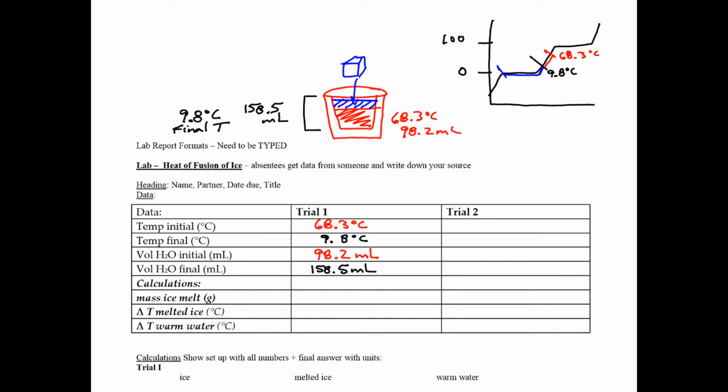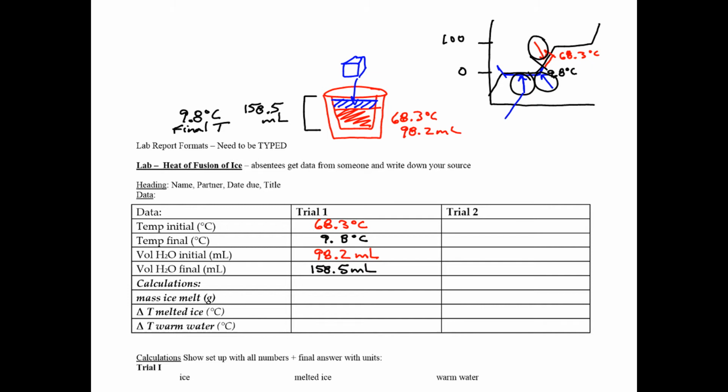So you see that there are really three portions of this graph that we need to address. We need to address the ice melting. We need to address the melted ice heating up a little bit, and then we need to address the hot water cooling off. And what you're going to notice is that the sum of this heat that was absorbed by the ice is the same as the heat that was given up by the hot water. So if you understand that, you'll understand this whole lab.